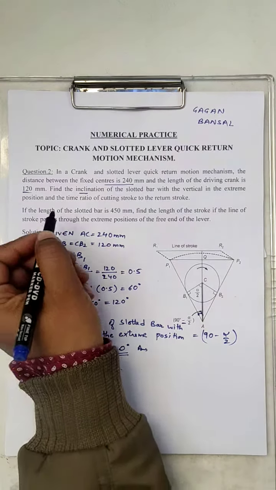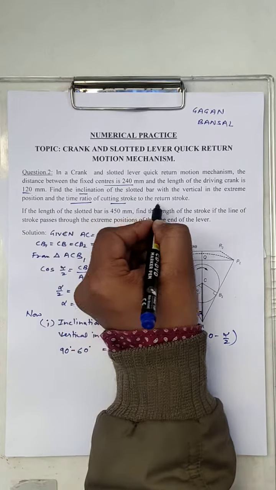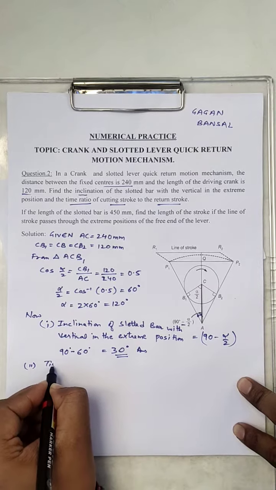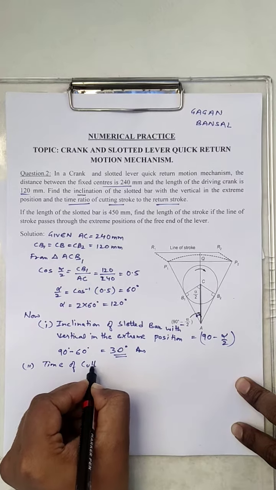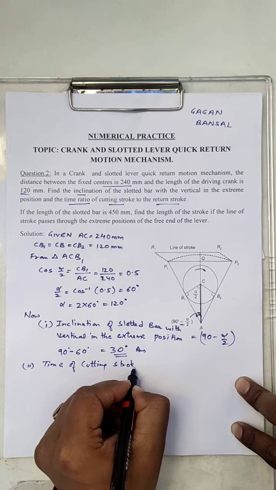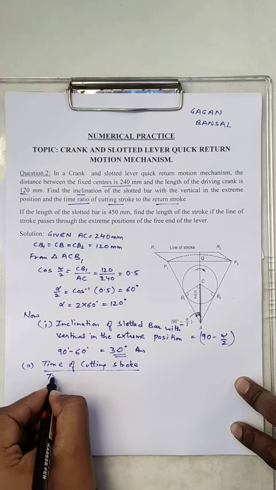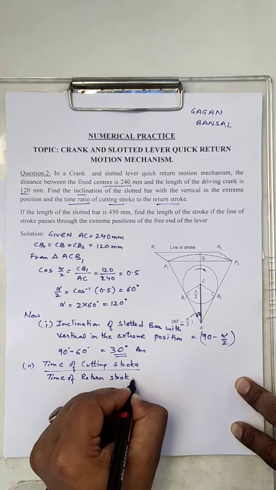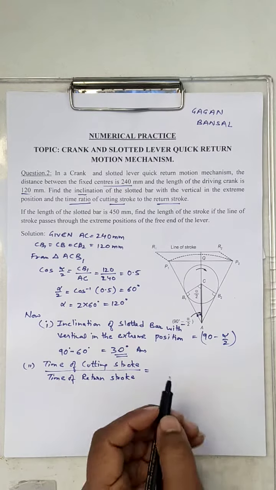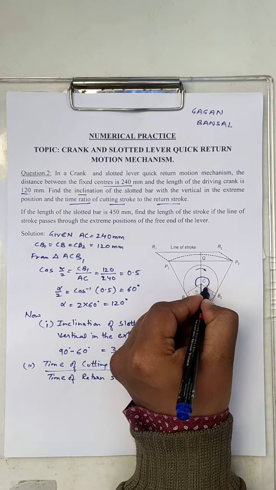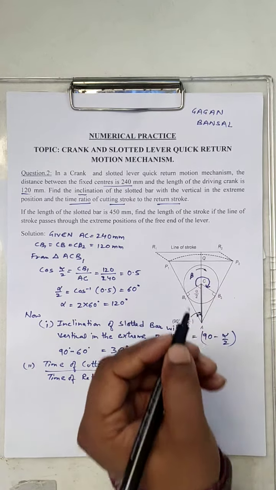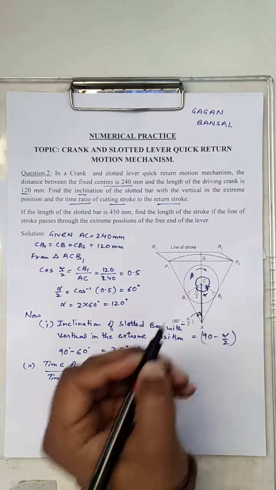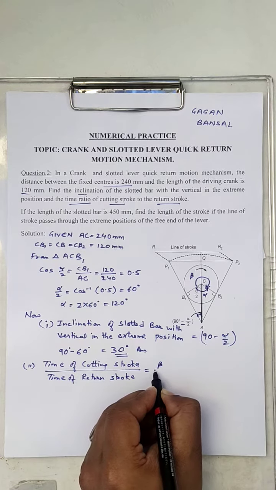Then in the second part they are asking the time ratio of cutting stroke to the return stroke. That is, they are asking the time of cutting stroke to the time of return stroke. That is, they are asking the ratio of the angle traveled during the cutting stroke, let this be beta, to the angle traveled during the return stroke, that is this angle which is alpha. That means we need to calculate the ratio of beta by alpha.